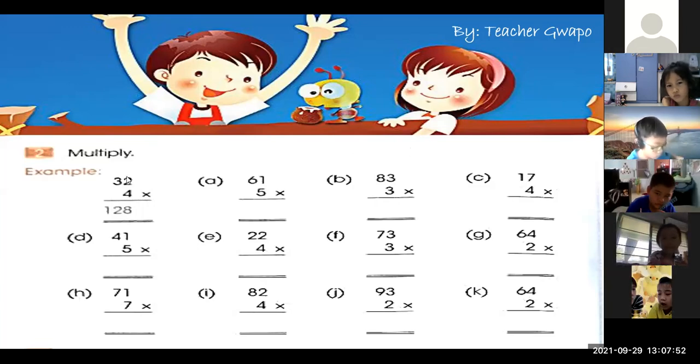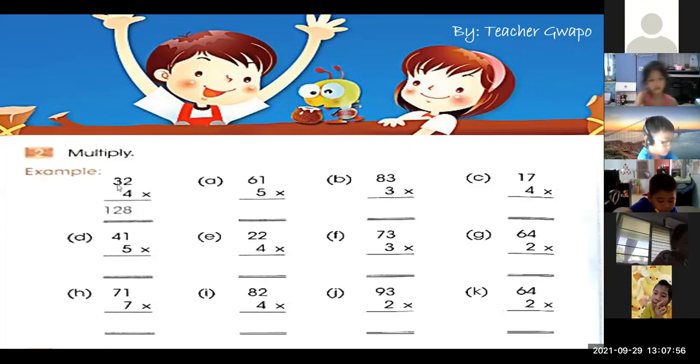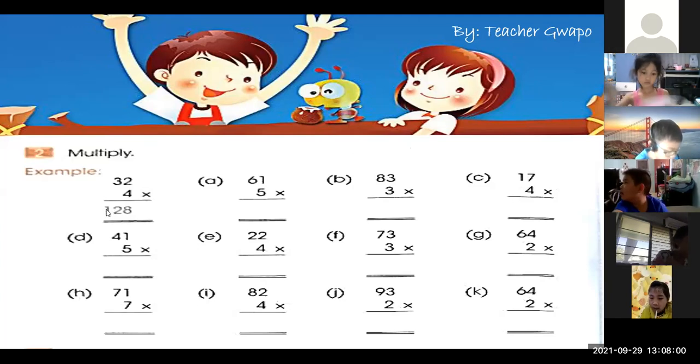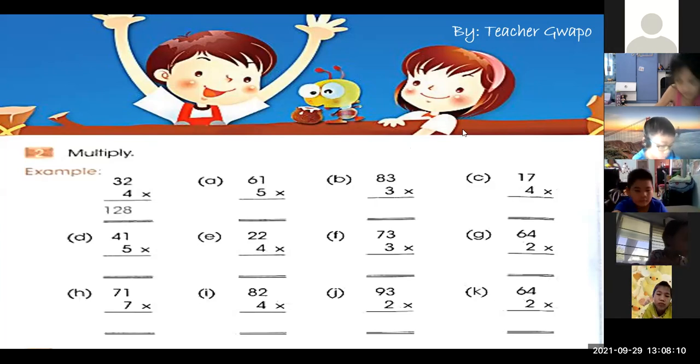4 times 2 is 8. And then 4 times 3 is 12. So the answer here in the example is 128. So 32 times 4 is 128. Right?